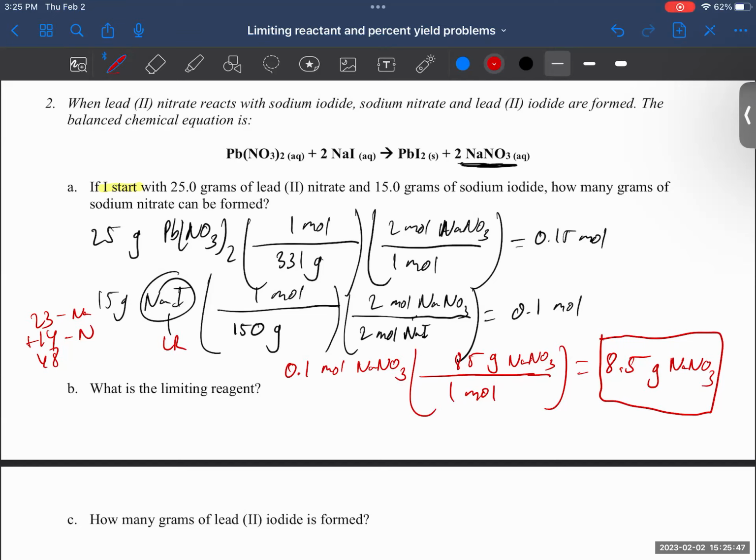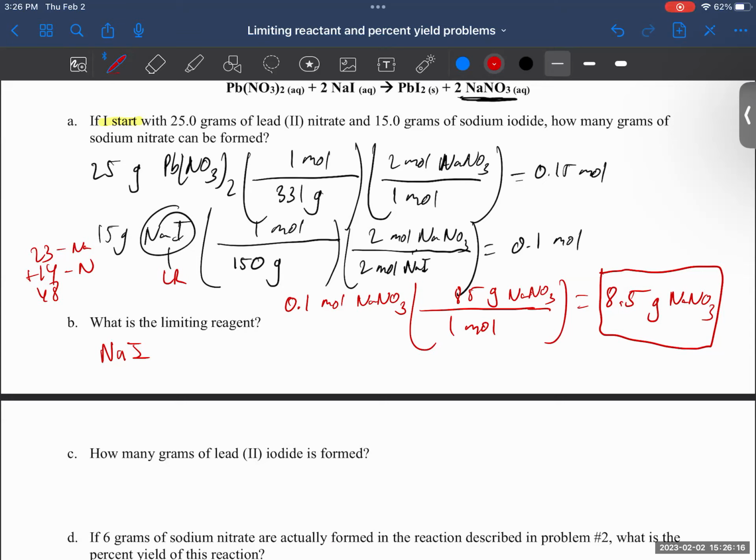Did we figure out which one is the limiting reagent from this previous problem? It was sodium iodide. Look at that. Perfect. How many grams of lead II iodide form? So to figure out how many grams of lead II iodide form, we need to use which reactant again? Yeah, so we have to use sodium iodide again because it's the limiting reagent, right?